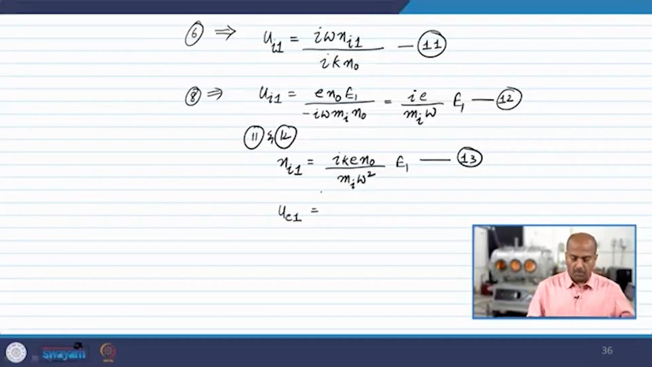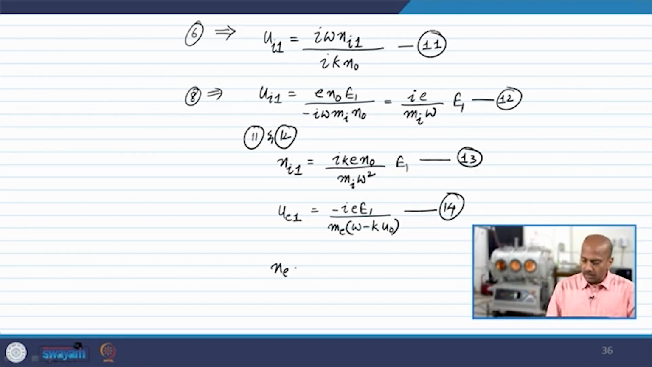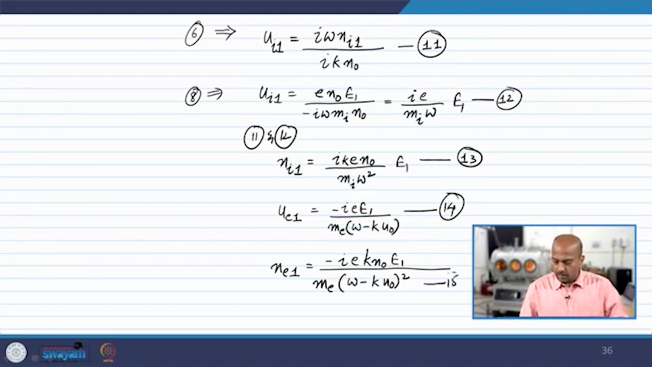Okay. So, if that is the case, this is how the velocities and the number densities are going to be perturbed. u_e1 is equal to i e E1 divided by m_e times (omega minus k u naught). Let us say we call this 14. And n_e1 is minus i e k n naught E1 divided by m_e times (omega minus k u naught) whole square. So, we call this 15.